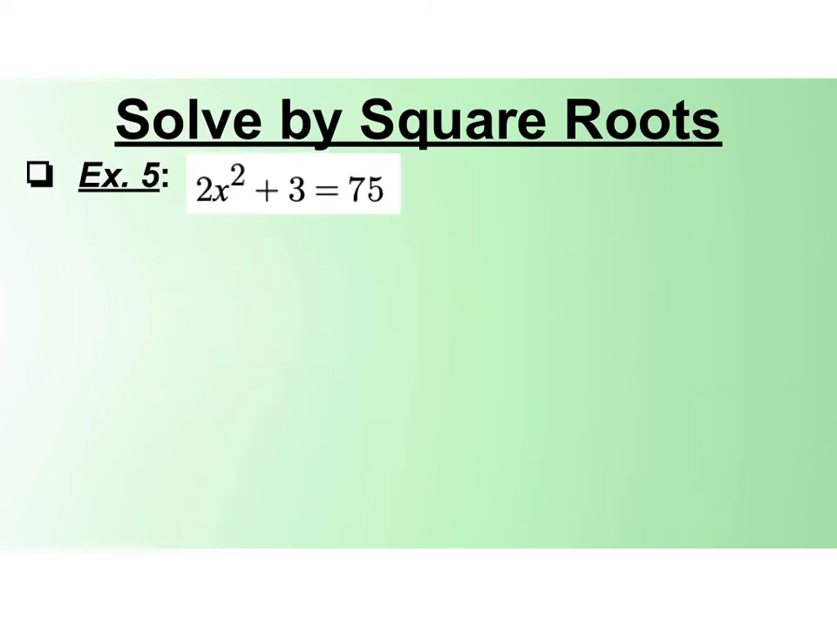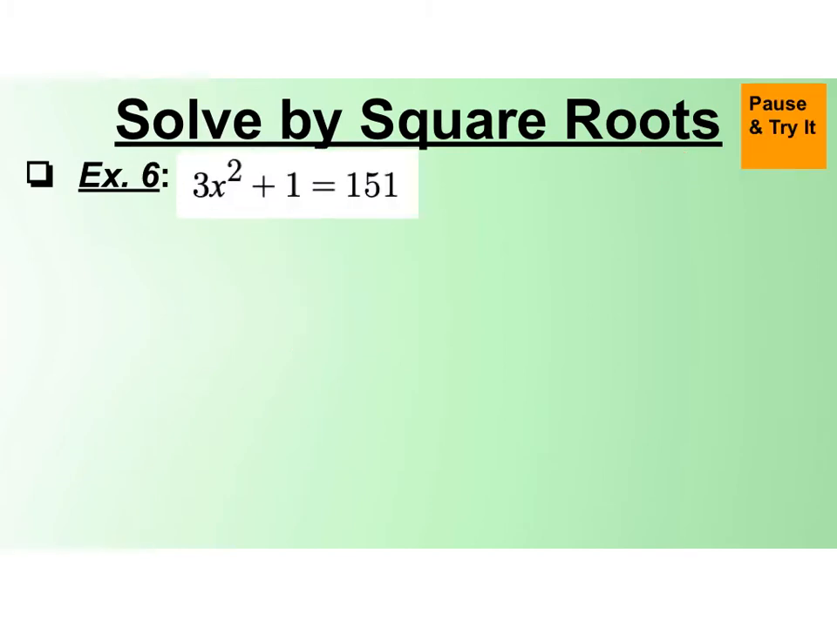So let's try this. Because you notice that b equals 0 here, I'm going to subtract the 3 over. I get 72, divide by 2, I get 36. x equals plus or minus 6, because I remember to take the square root and the plus or minus. Pause and give this one a try.